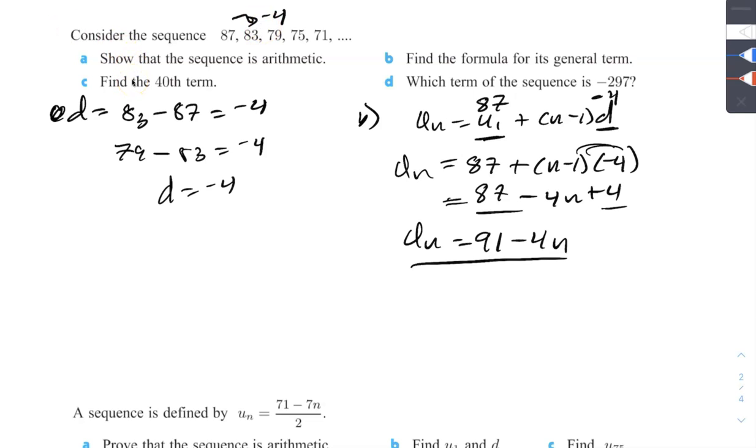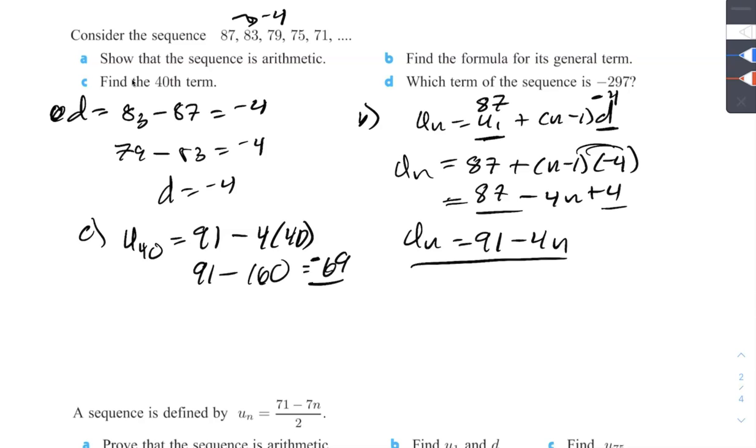C, find the 40th term. I think that's an easy one. So we just got to substitute in 40. So u40 just means substitute in 40. So I get 91 minus, that's 160, so that's going to be negative 69. So that's C.